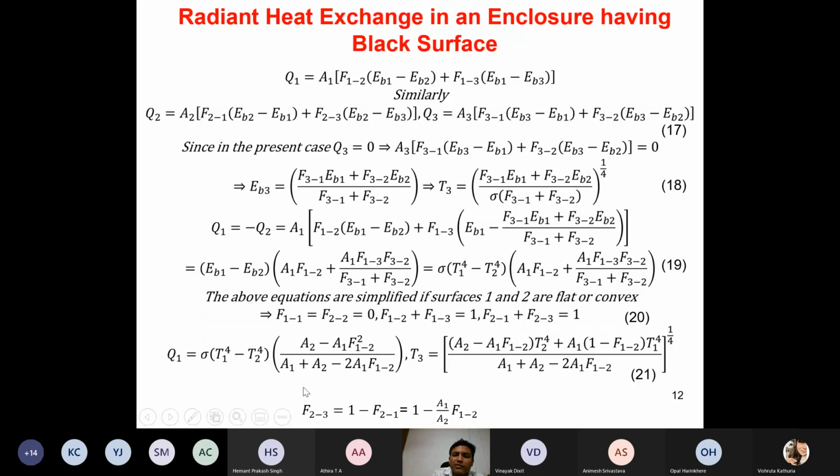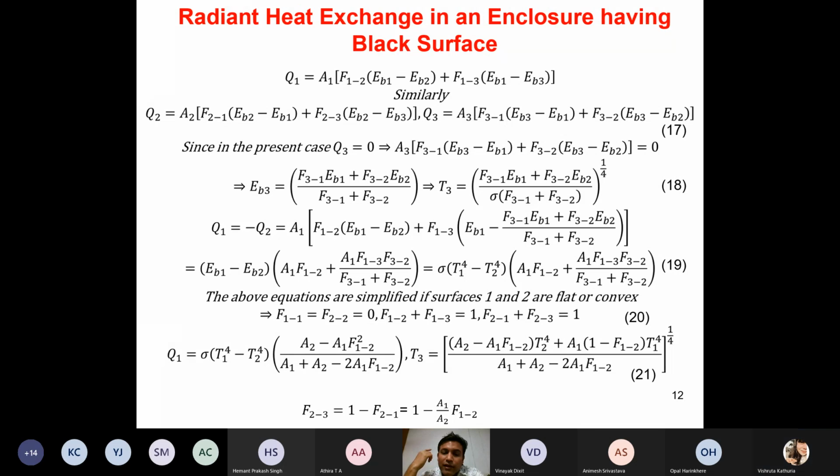So if you put all these things, ultimately the equation is simplified as Q1 is given as sigma (T1 raised to power 4 minus T2 raised to power 4) in the bracket, (A2 minus A1 F12 square) divided by (A1 plus A2 minus 2A1 F12). Okay. So this is a very important equation. This equation we are going to use regularly. Okay. Is it all right? Equation number 20. Is it clear to everyone what we are doing?